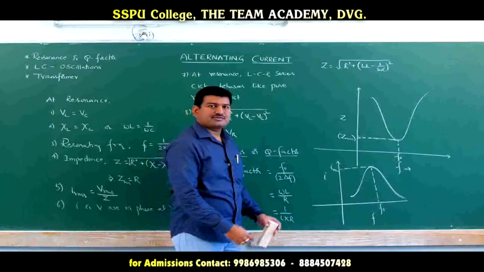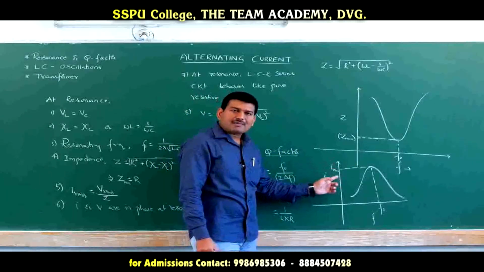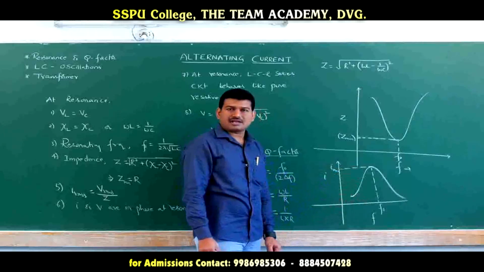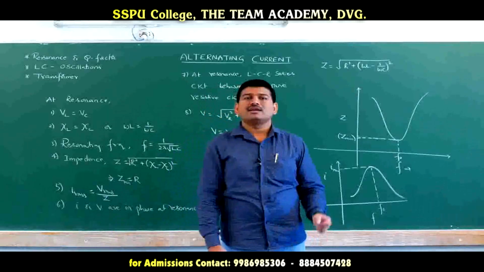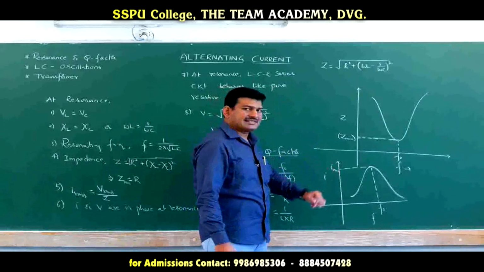This maximum current is taken as I maximum. I maximum refers to the maximum current, and that maximum current is possible for the resonating frequency. For any value of frequency other than the resonating frequency, current will be lesser than this maximum value.